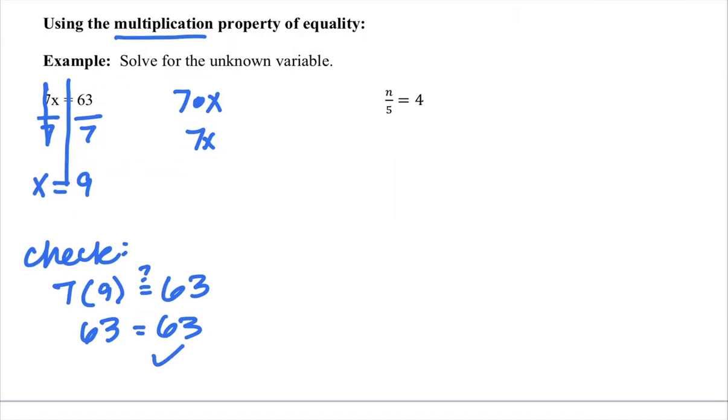The opposite of divide by would be multiply. So I'm going to multiply both sides by 5, and this is understood on the left side to be 5 over 1. These 5s cross cancel, or it's like having 5 over 5, which is 1. So n on the left side equals 4 times 5, which is 20, and you can check that if you want.